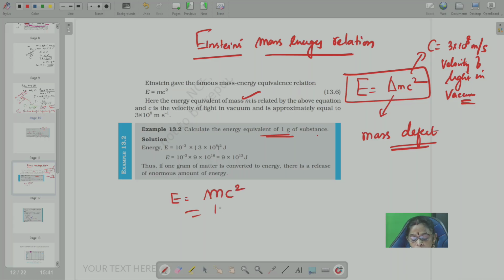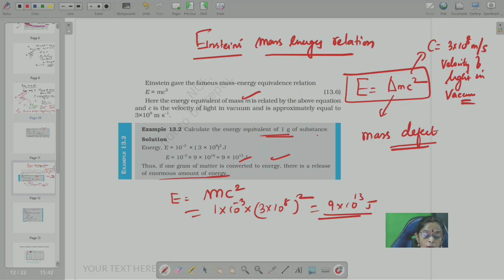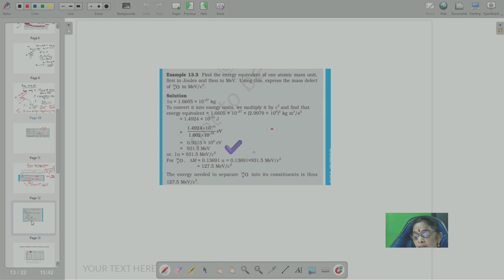1 gram of a substance, 1 into 10 power minus 3 kilogram into c square, that is 3 into 10 power 8 the whole square. When you multiply, you get 9 into 10 power 13 joules. So, if 1 gram of matter is converted to energy, there is a release of 9 into 10 power 13 joules. That is what it means.